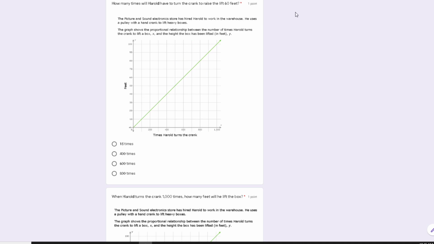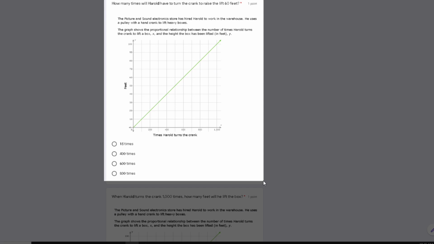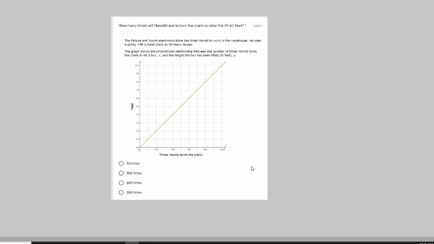How many times will Harold have to turn the crank to lift 60 feet? Now this is one you're probably going to actually want to read the question for. The picture and sound electronics store has hired Harold to work in the warehouse. He uses a pulley with a hand crank to lift heavy boxes. The graph shows the proportional relationship between the number of times Harold turns the crank to lift a box, we're calling that x, and then the height of the box that has been lifted in feet, and we're calling that y.